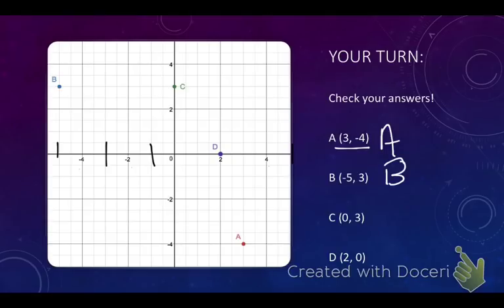All right, to get to 0, 3, that means I don't move any in the x direction. So that means I'm going to stay at 0, which is the origin. I'm not going to move right or left. And then I'm going to go up 3. 1, 2, 3. So that's C. And then for the last one, it's the same concept. 2, 0 means I'm going to move 2 in the x, so I'm going to move 2 to the right because it's positive, and then I'm not going to move at all on the y, so that's going to be D.